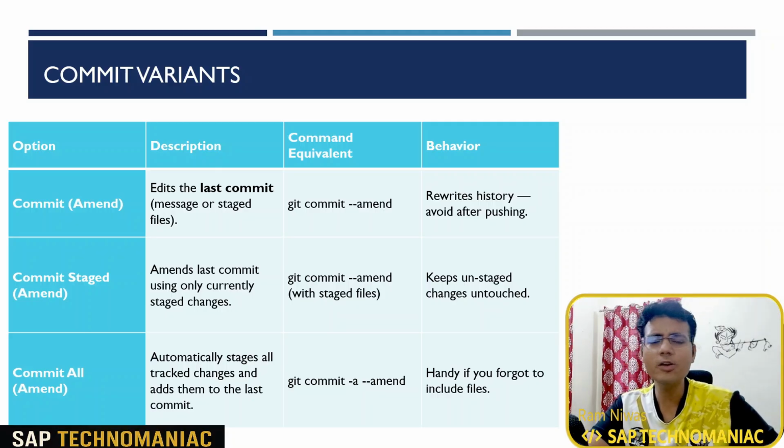So if you have last committed and want to rename that commit, you can use the commit amend. And commit staged amend means whatever newly added changes you have already staged, that you want to commit, then you use commit staged amend. And commit all amend means it will commit all the changes you've newly done, tracked or untracked. When you are using Visual Studio or BAS, it will commit all the changes and add them into the last commit which you have done. So this is the use of commit amend: whatever existing commit you have, it will add the changes in the same commit.